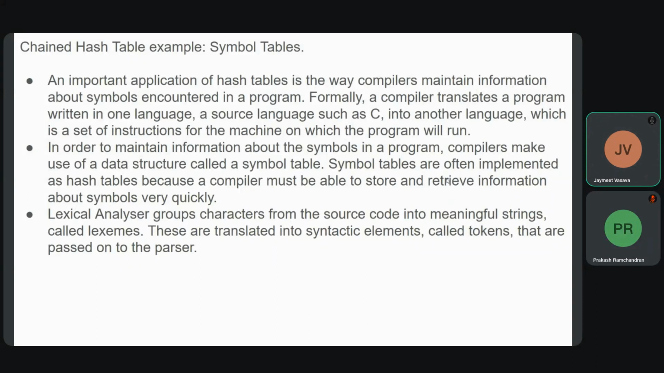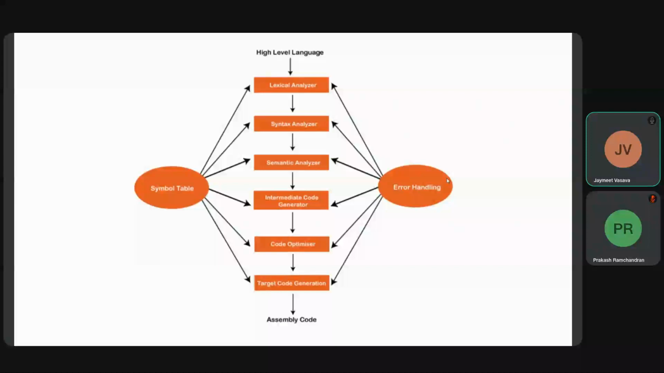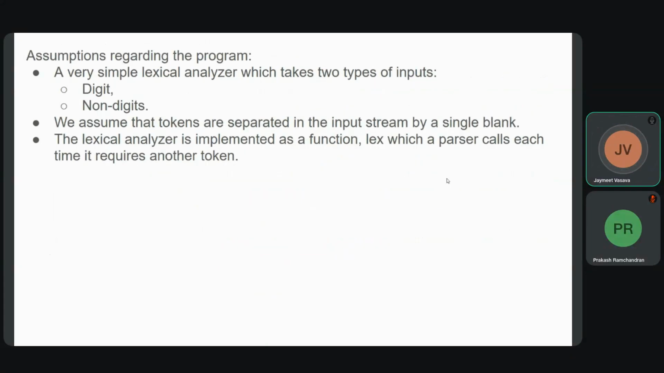The lexical analyzer groups characters in the source code into meaningful strings called lexemes. These are translated into syntactic elements called tokens, which are passed on to the parser. The parser is nothing but the syntax analyzer, which is the second phase. The assumption we are making about the program we are going to discuss is that this is a very simple lexical analyzer which takes two types of input, either a digit or a non-digit, and we assume that the tokens are separated in the input stream by a single blank.